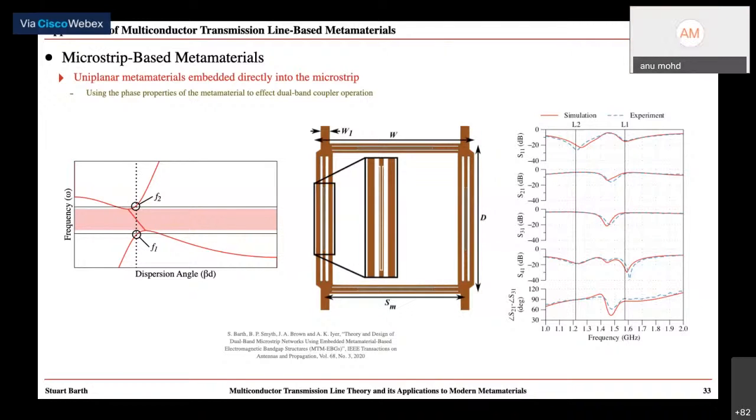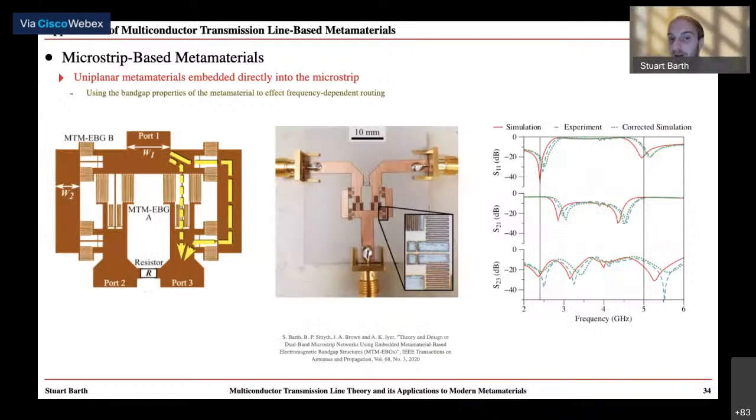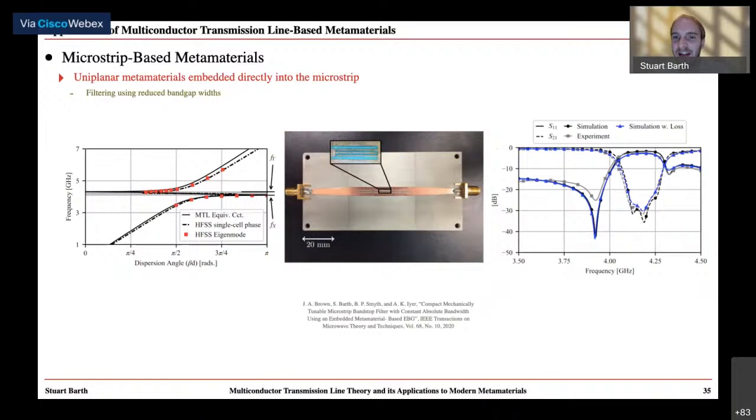Okay, sir. Then there's another question: whether you can implement the MTL-based metamaterials in UWB MIMO antenna systems. Yeah, for sure. Again, we haven't really looked at many wideband applications of these multiconductor transmission line modes, but of course, it can exist, right?